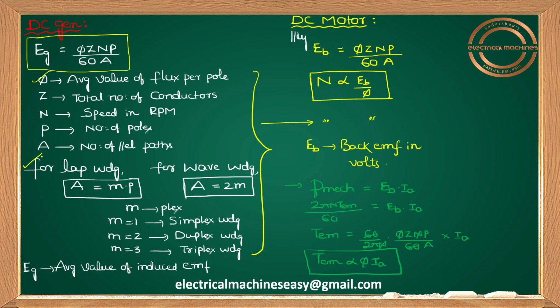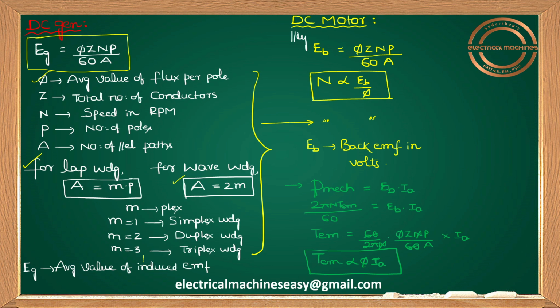I already told you in the construction of DC machine itself, for lap winding, the number of parallel paths A equals m into P, where m is the multiplicity: m equals 1 for simplex winding, m equals 2 for duplex winding, m equals 3 for triplex winding, and so on. For wave winding, once again, the number of parallel paths A equals 2 into m, where m is 1 for simplex, 2 for duplex, 3 for triplex, and so on. And Eg means the average value of induced EMF.